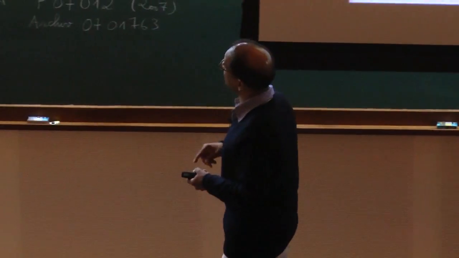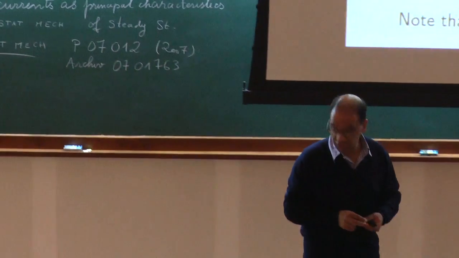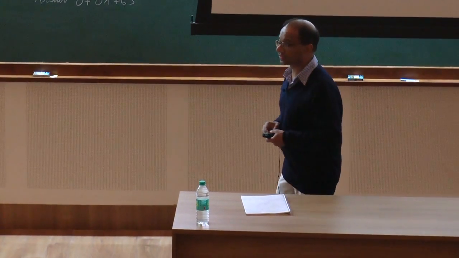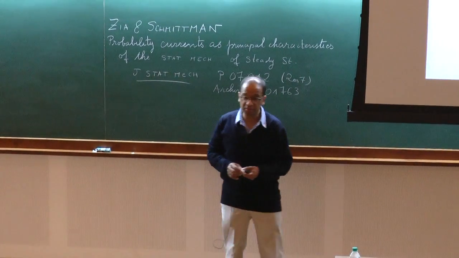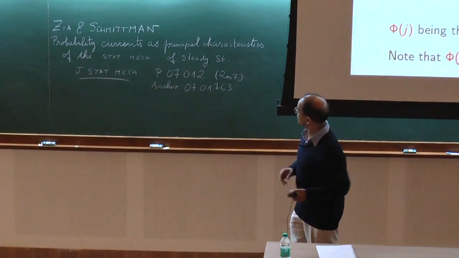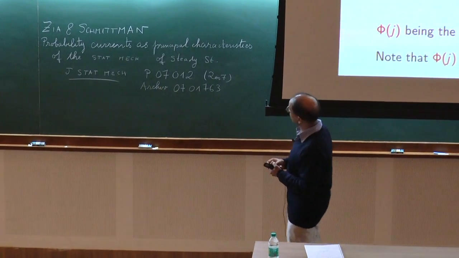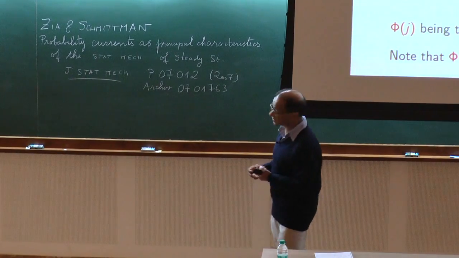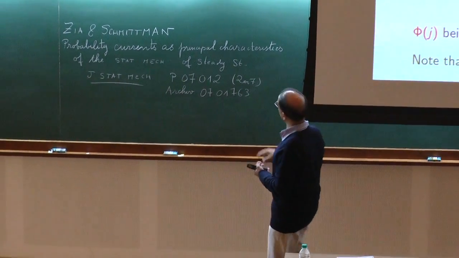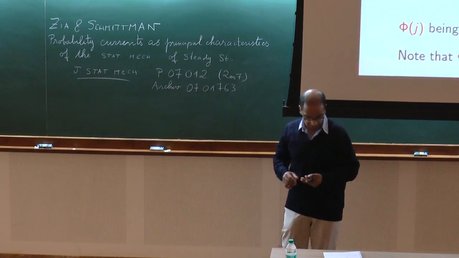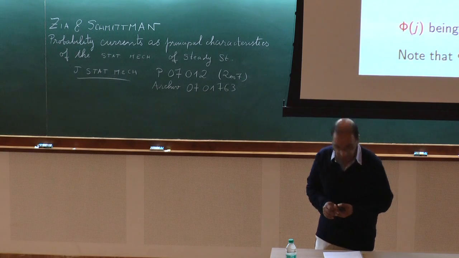This is a reference of the Zia-Schmidtman paper, in which they talk about this Kirchhoff formula for how to calculate the steady state probability using graph theory. It's called Probability Currents as Principal Characteristics of the Statistical Mechanics of Steady States. Very long title. It's in J. Stat. Mech. 2007. It's also on arXiv.